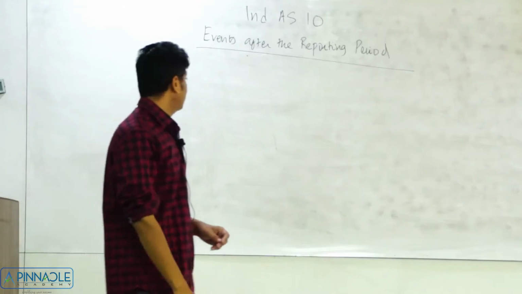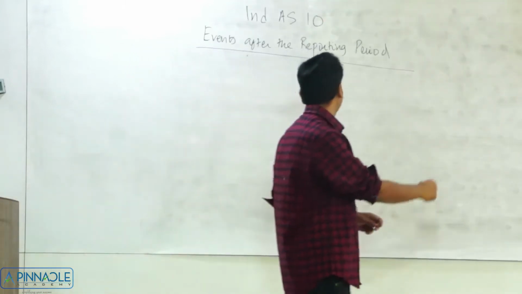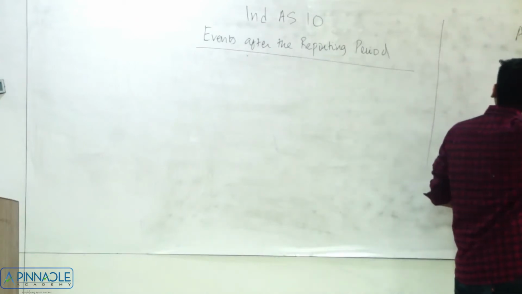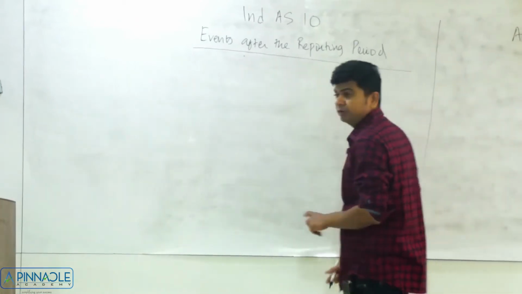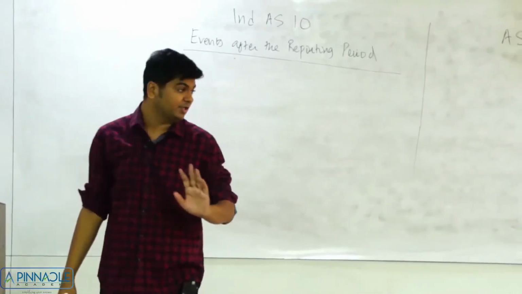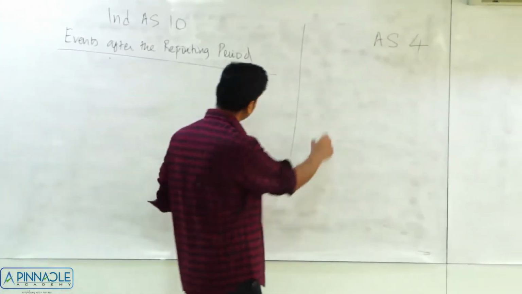What do you say after looking at the title? What will be our comparable accounting standard? AS 4, right? AS 4. Contingencies and events occurring after the balance sheet date. That's the title of our accounting standard.